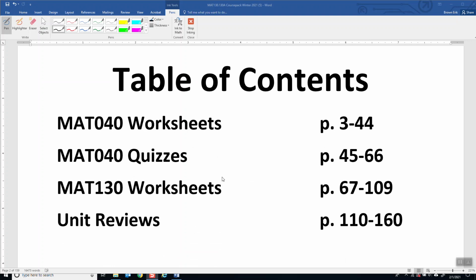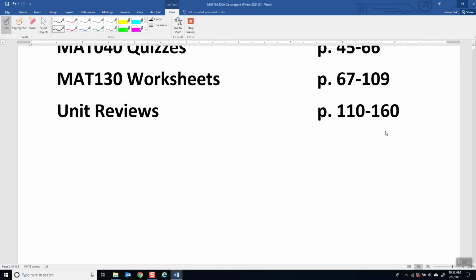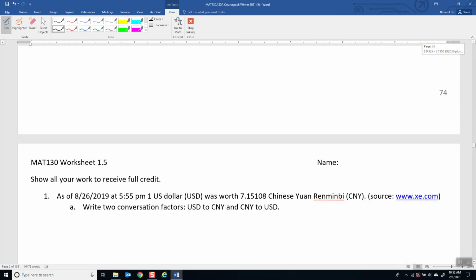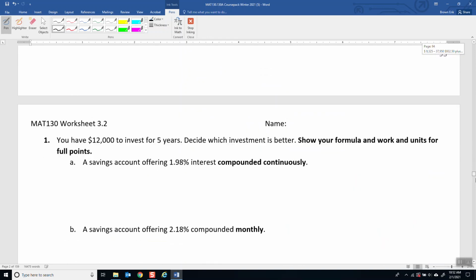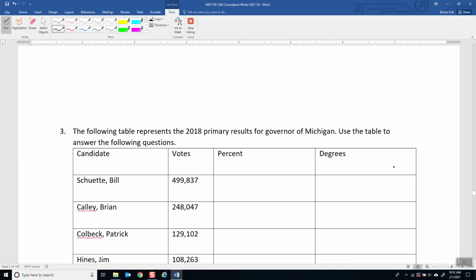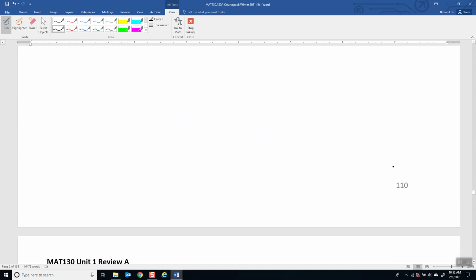So I've been told that these page numbers are off. So hopefully you're able to find the correct page number. So let me scroll down to this Unit 1 review. According to my page numbering, it should be on page 110. I heard it was 9 pages off. So here's where the unit reviews are.